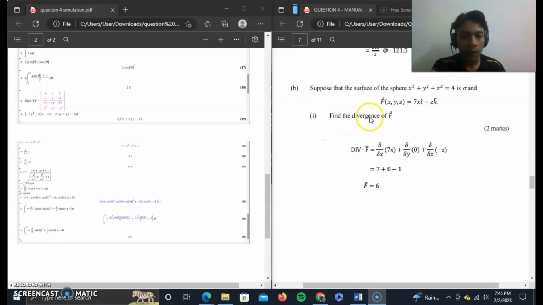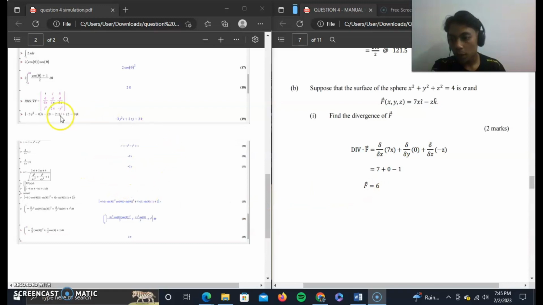Now I want to continue with question 4B. For the first part, Roman one, find the divergence of the F vector. For the divergence of the F vector, we use the formula d over dx of the x component plus d over dy of the y component plus d over dz of the z component. After that, we can get the final answer of the divergence of F, which is equal to C.